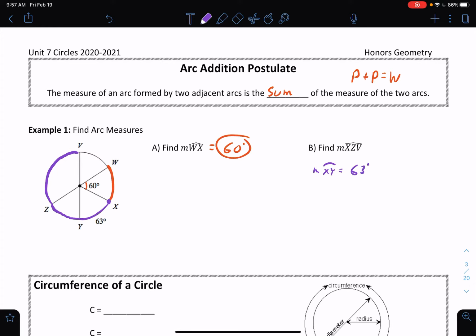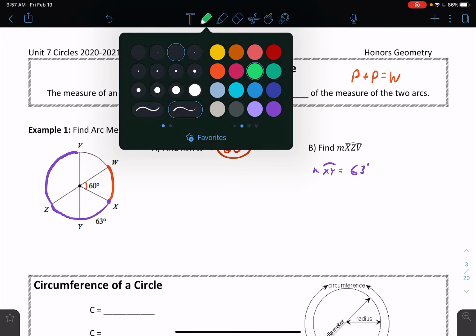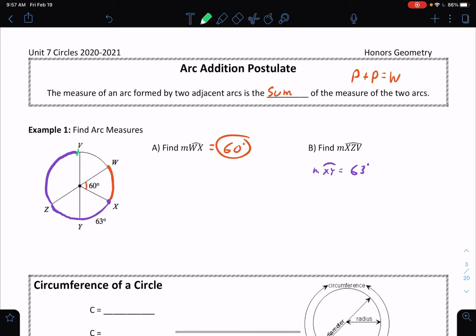All right, now we've got those two arcs that we don't know. But what if I look at it like this? What if I look at just this green part? What do you notice about arc YZV? The measure of arc YZV.